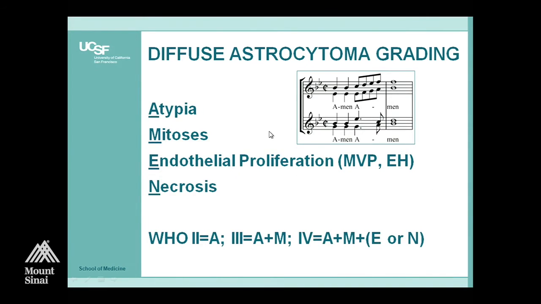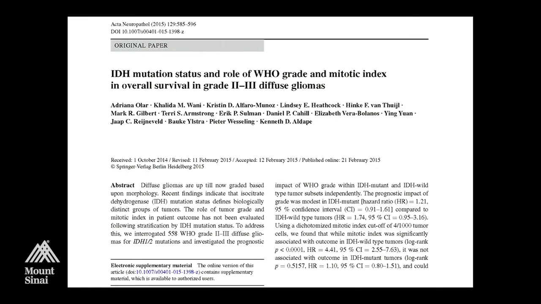Now, the other big problem we face is grading. This is also imperfect and unfortunately still remains imperfect. So we mainly use the AMEN criteria: atypia, mitoses, endothelial proliferation and necrosis. And depending how many of these we have, it's either grade 2, 3, or 4 for astrocytomas. Unfortunately, all these criteria came way before we knew any of the molecular pathways. So we have to ask the question, do they still hold up in the new scheme? And we're starting to get some data that suggests maybe in some cases no.